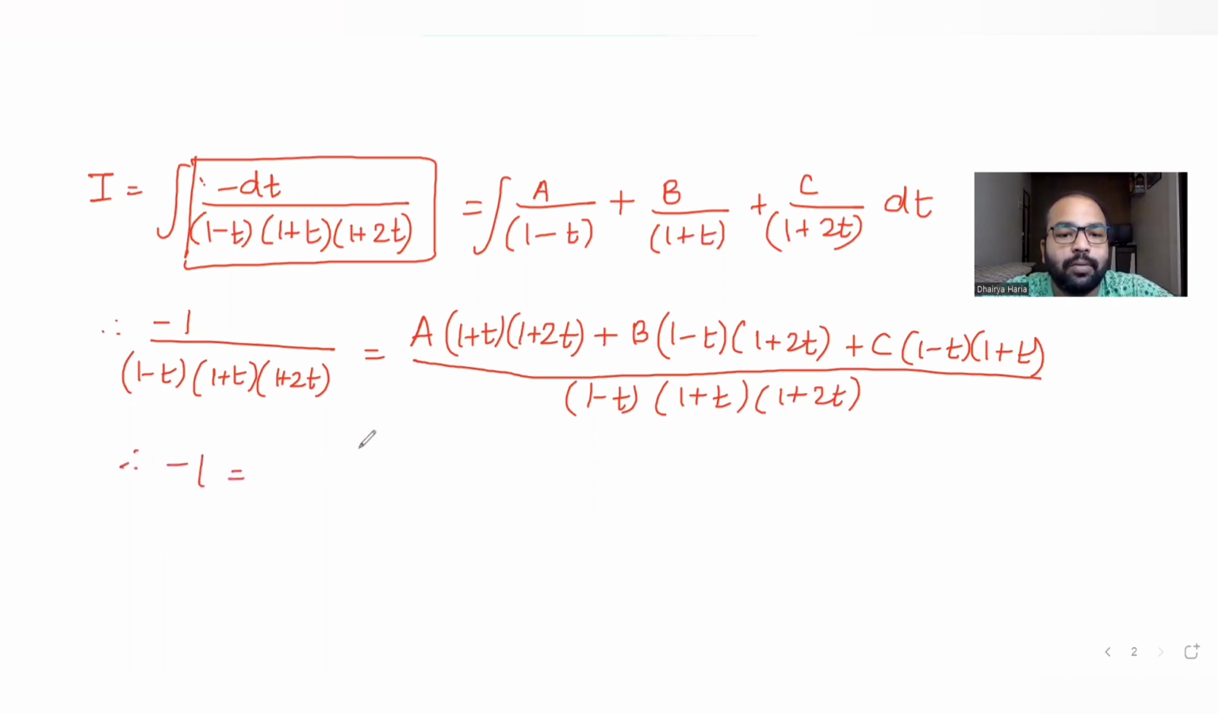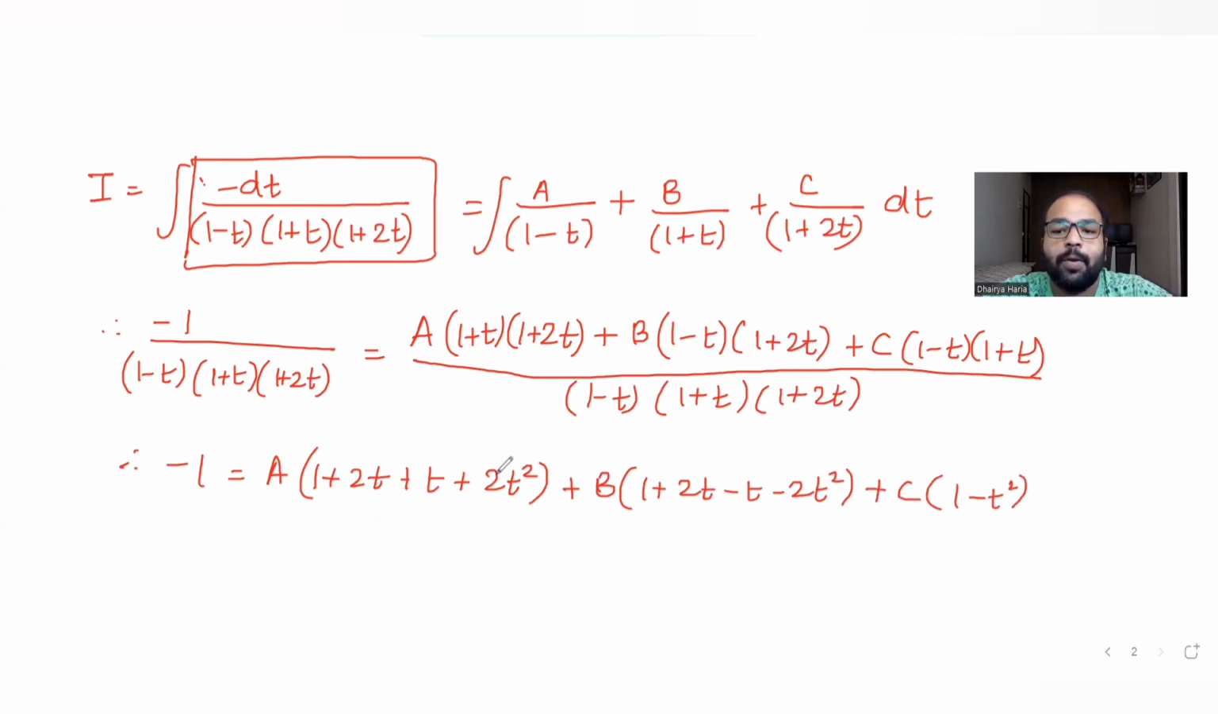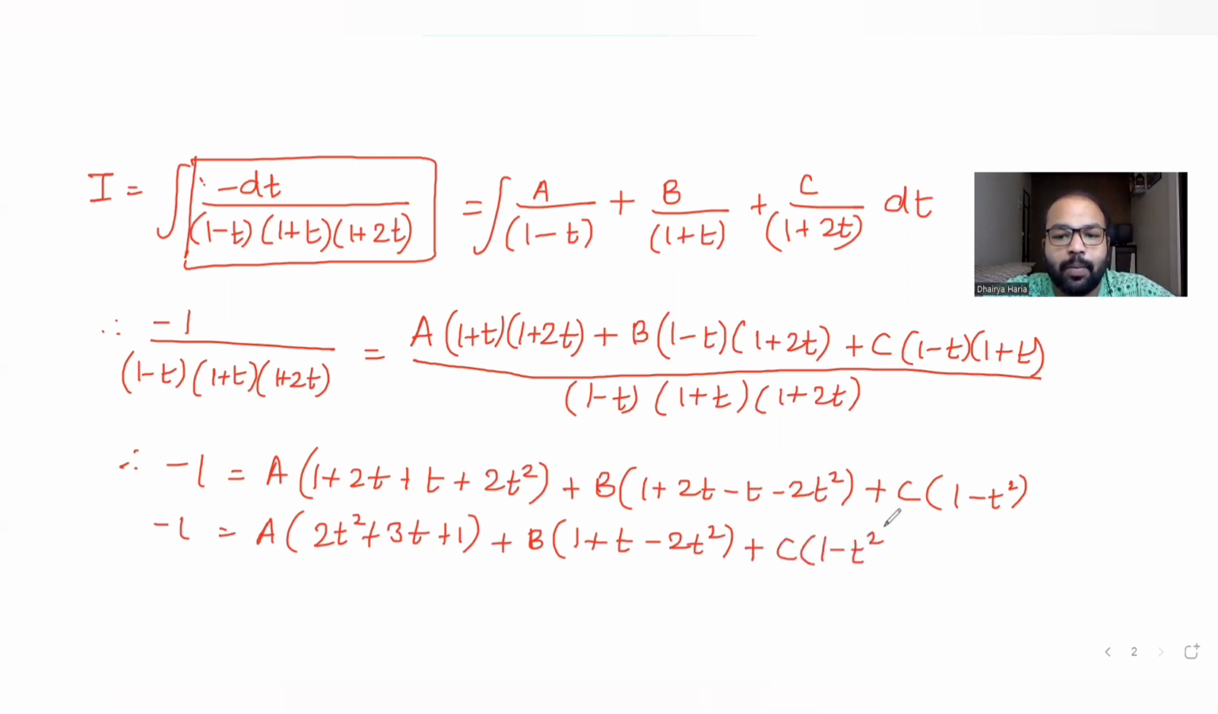So minus 1 becomes, if I solve this further, a into (1 plus 2t) plus t plus 2t square, plus b into (1 plus 2t minus t minus 2t square), plus c into (1 minus t square), right? So if I further want to write this, it becomes: minus 1 is equal to a into (2t square plus 3t plus 1), plus b into (1 plus t minus 2t square), and plus c into (1 minus t square).